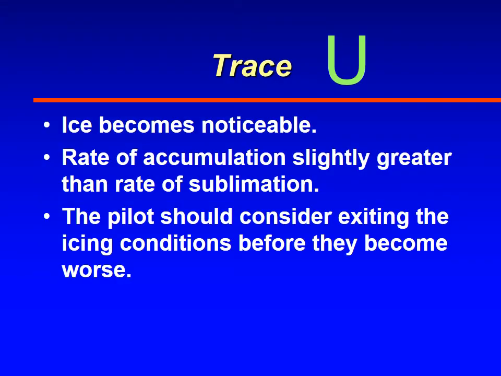The first rate of accumulation of icing that we'll talk about is trace ice. And there's the symbol for trace. It's just a simple U. And you can classify your icing that you're picking up as trace ice if it just starts to become perceptible on the aircraft, where the rate of accumulation is greater than the rate of sublimation. The rate of sublimation is how fast it's disappearing. And you should start thinking about getting out of these icing conditions before they get worse.